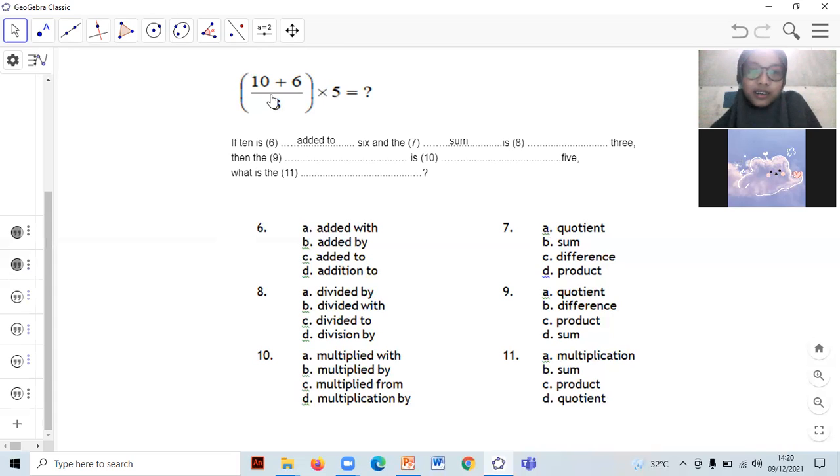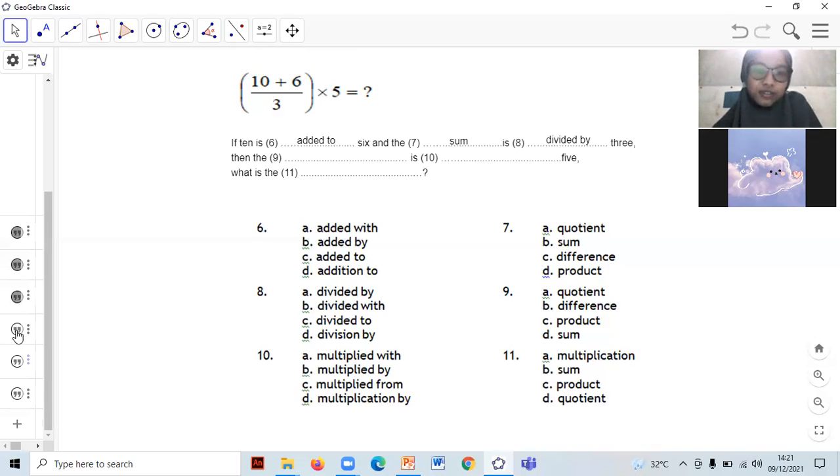Number 8 is division. So we can choose A, divided by, because by is the preposition of division. And we can use divided by. For number 8, we can say the answer is A. Okay, divided by 3. Then for number 9, it's operation result of division. So we can choose A, quotient.